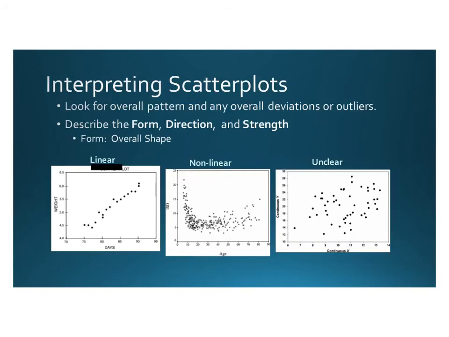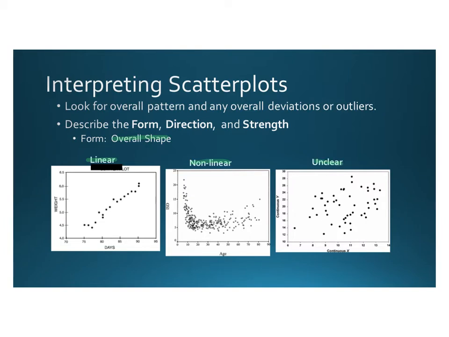So when you are interpreting scatterplots, you're really looking for any overall pattern or overall deviation or outliers. We use 3 words to describe a scatterplot. We're going to use a word for form, a word for direction, and a word for strength. When we're talking about form, we're looking at overall shape. So we could have the scatterplot, it appears linear, meaning the points look like they're in a line. We could have them be nonlinear, meaning there's a bend in the scatterplot. And then we could have unclear.